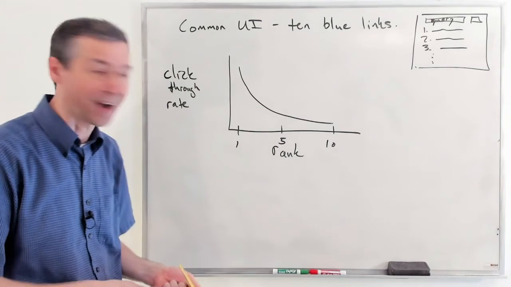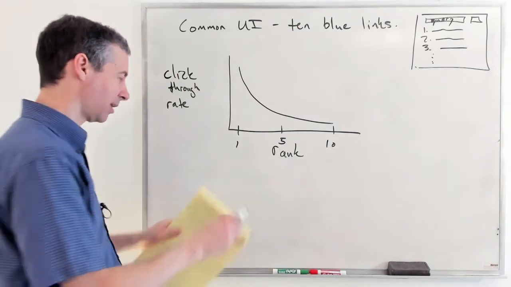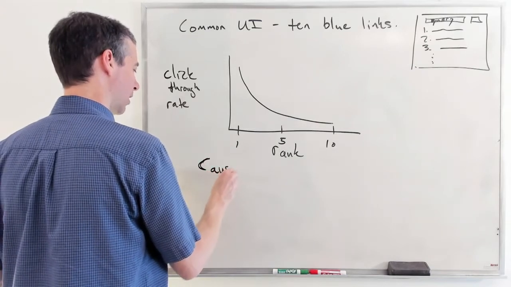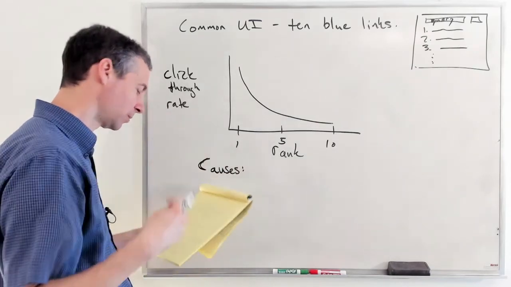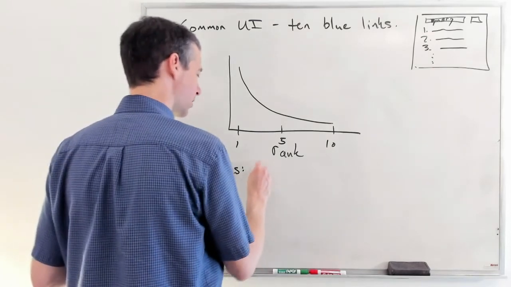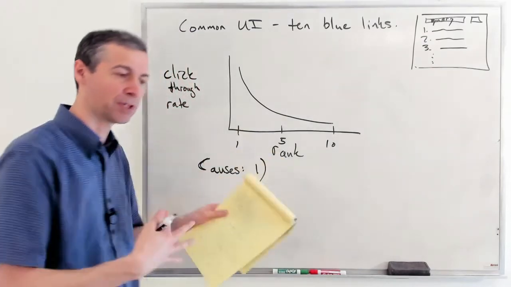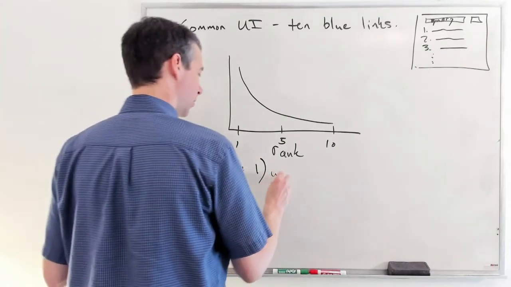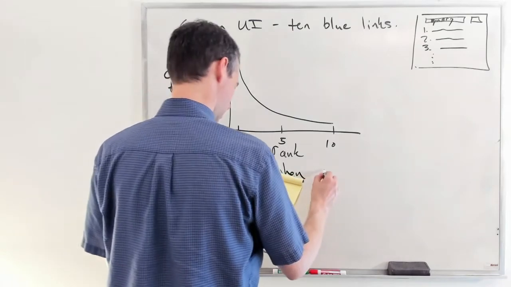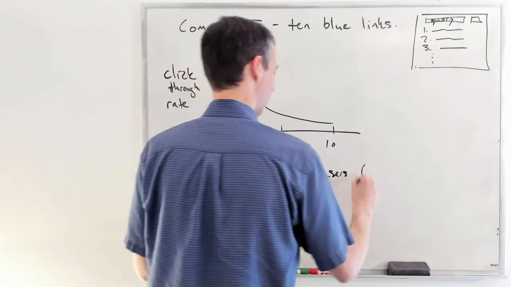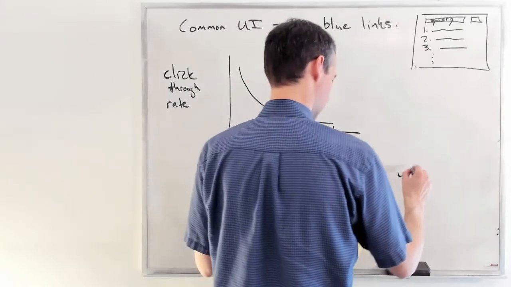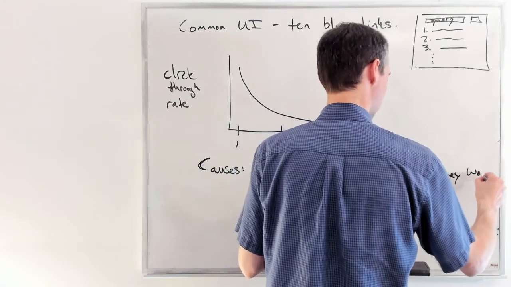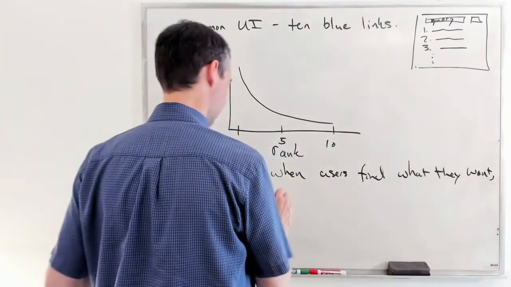Why does it happen? Well, there are two big causes to this. And again, these causes influence our understanding of how we might choose to model. So observations inform us what we need to take into consideration for our models. Well, one thing certainly is when users find what they're looking for or what they want, they're basically satisfied, and they stop clicking.